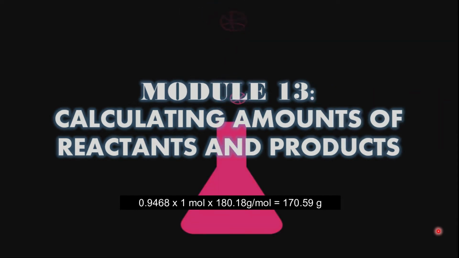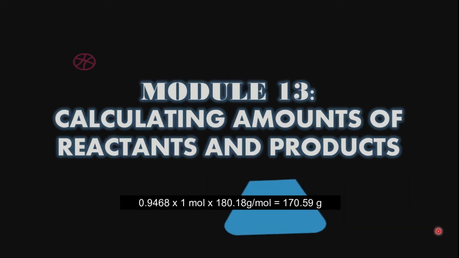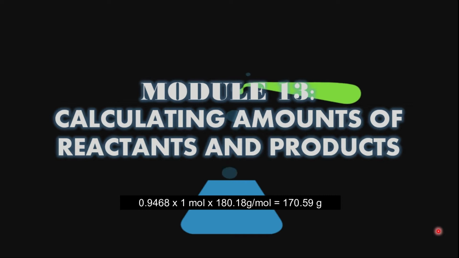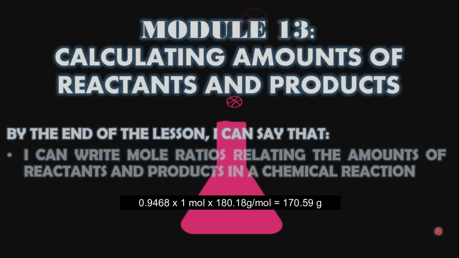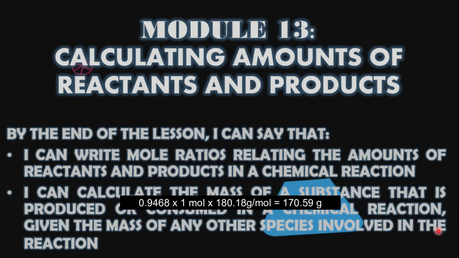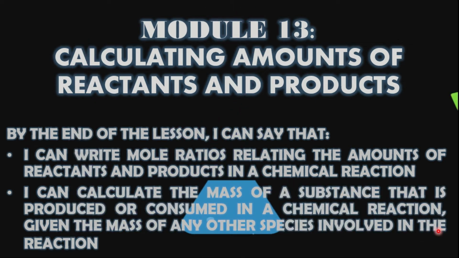For today, we will talk about Module 13, which is calculating amounts of reactants and products. But before we begin, let us have our lesson objectives. By the end of the lesson, I can say that yes, I can write mole ratios relating the amounts of reactants and products in a chemical reaction. And yes, I can calculate the mass of a substance that is produced or consumed in a chemical reaction, given the mass of any other species involved in the reaction.